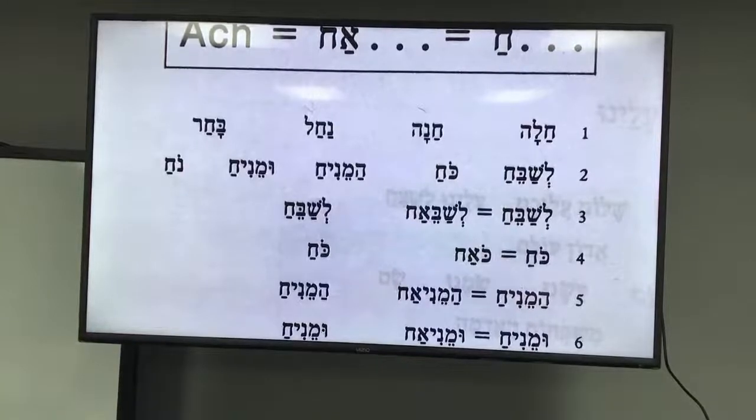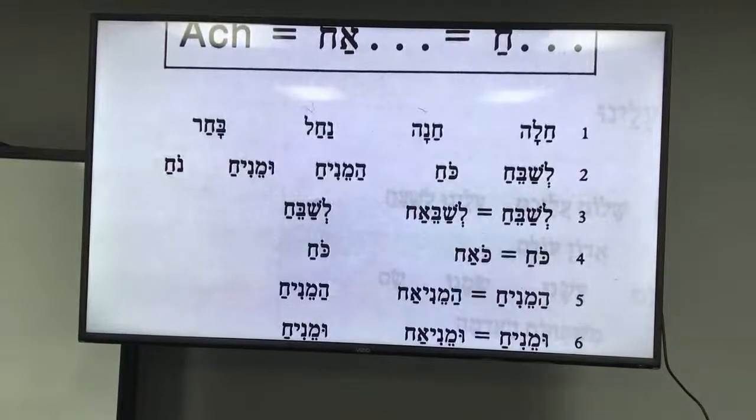Line 2 again: le shabeach, koach, ha meniach, umeniach, noach. Line 3: le shabeach. It's just showing you that the two spellings are equal in pronunciation. The only thing is that when you have this symbol with the hey at the end, you just remove the aleph. So line 3 is le shabeach, le shabeach, le shabeach.